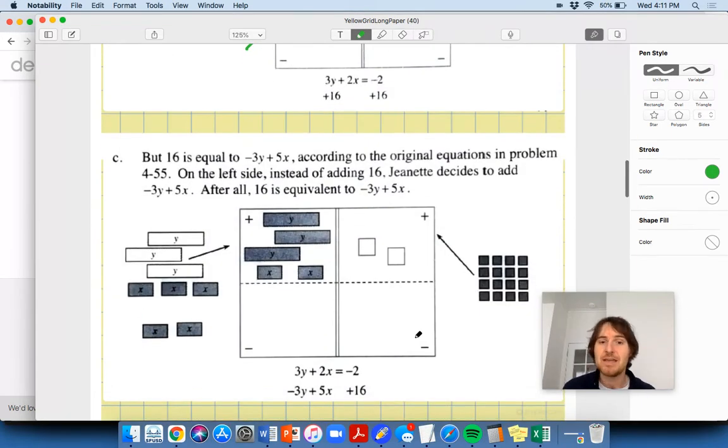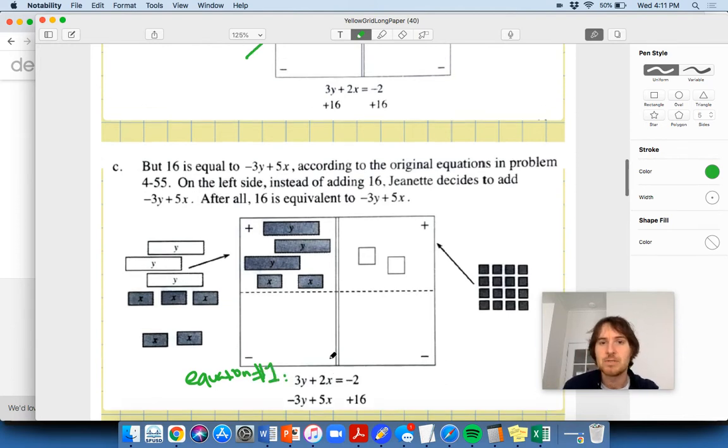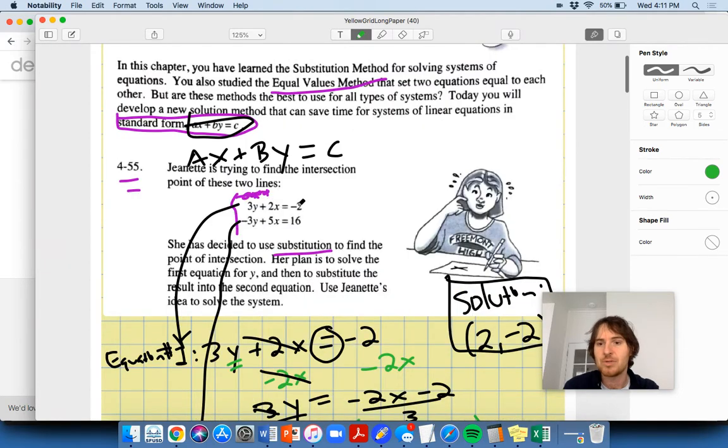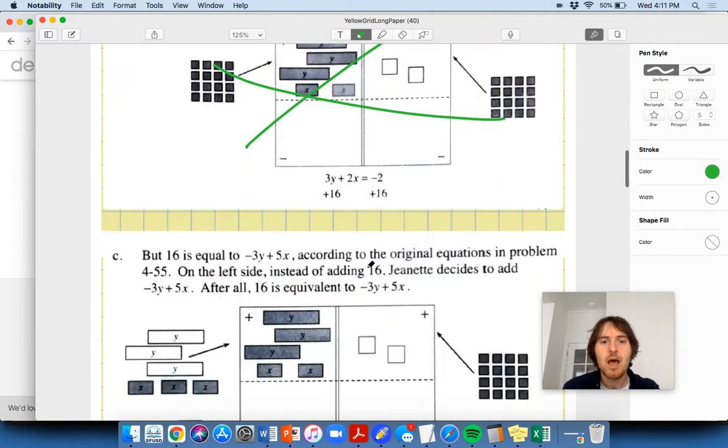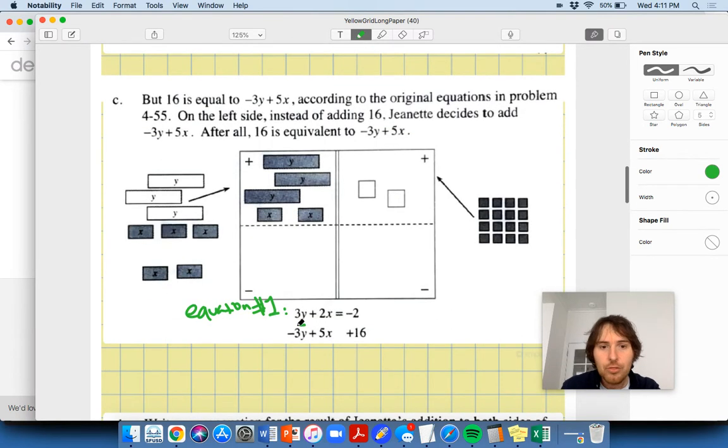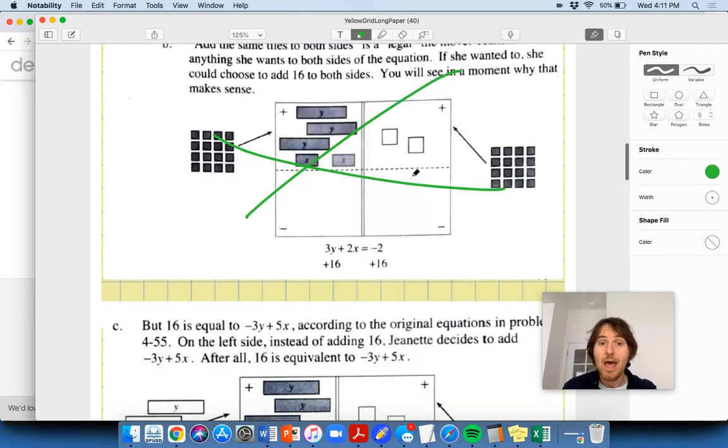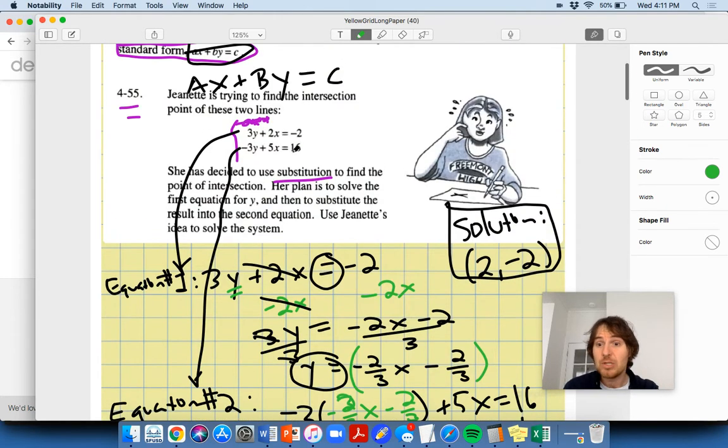So the logic of this is here, right? We have equation 1, from the preceding problem, which was 3y plus 2x is equal to -2. We had a second equation, equation number 2: -3y plus 5x, and it was equal to 16, right? These two things equal each other based on the premise of this problem. -3y plus 5x, it's given to us, because that's the line that this is here.